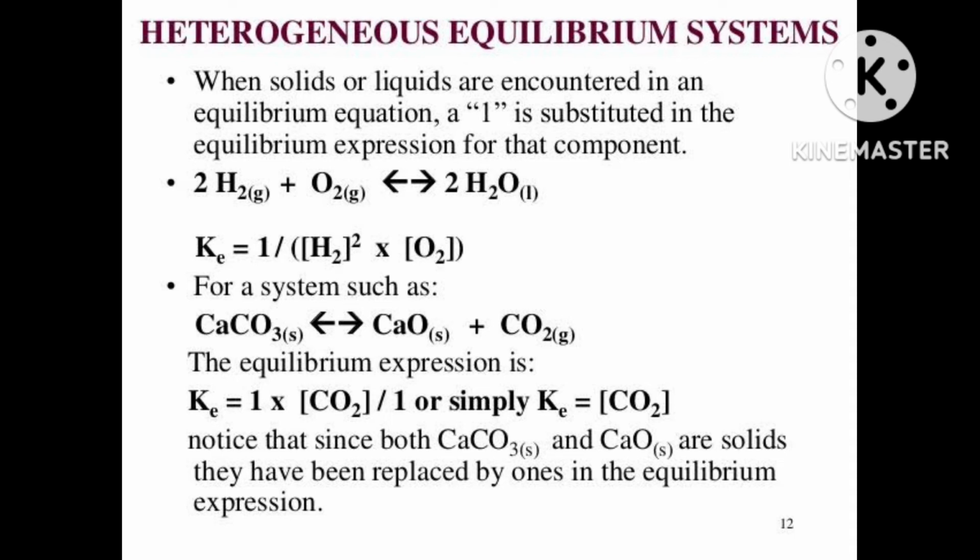Problem third. PCl5, PCl3 and Cl2 are at equilibrium at 500 K and having concentrations 1.59 M PCl3, 1.59 M Cl2 and 1.41 M PCl5. Means they have given the concentration for all three. For PCl5 it is 1.41 M, for PCl3 1.59 M, and Cl2 also the same value, 1.59 M. Okay, this value they have given.